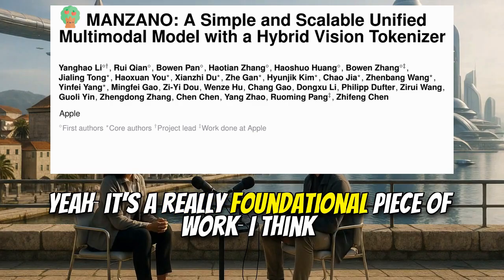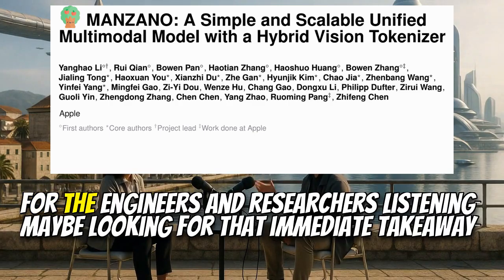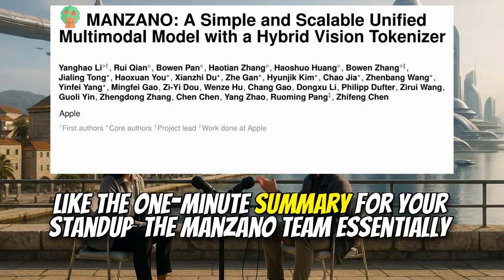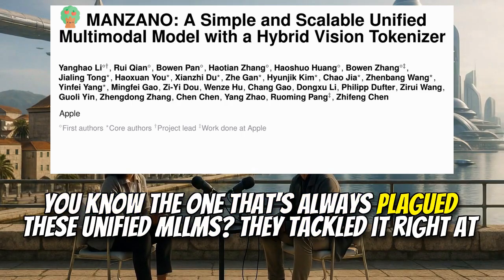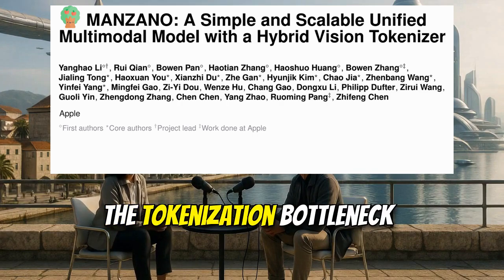Yeah, it's a really foundational piece of work, I think. For the engineers and researchers listening, maybe looking for that immediate takeaway, like the 1-minute summary for your stand-up, the Manzano team essentially figured out how to handle that performance trade-off. You know, the one that's always plagued these unified MLLMs? They tackled it right at the tokenization bottleneck.